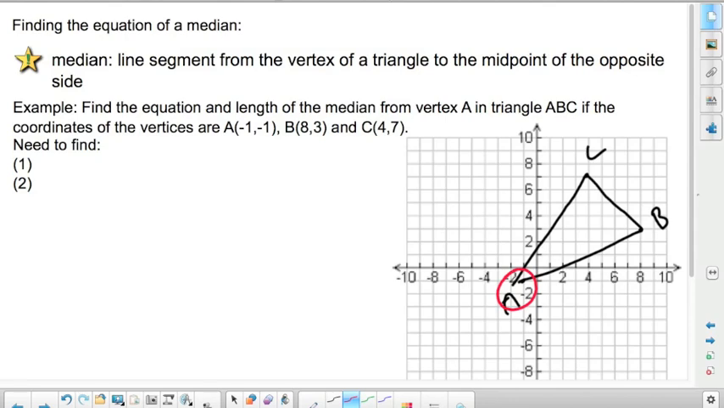So what's the definition of median again? It's the vertex of a triangle to the something on the opposite.